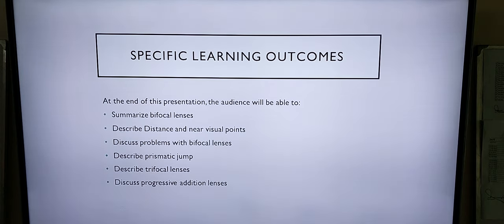Topics that will be discussed today: at the end of this presentation, the audience will be able to summarize bifocal lenses, describe distance and near visual points, discuss problems with bifocal lenses, describe prismatic jump, describe trifocal lenses, and discuss progressive addition lenses.